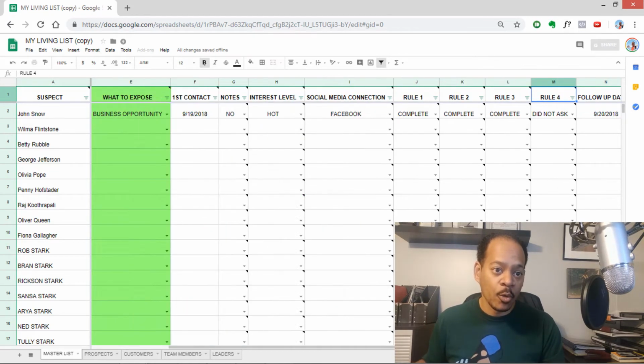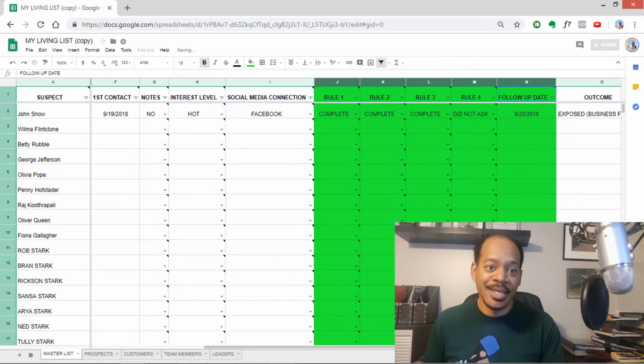Next, we're going to make the 4 rules and follow-up a slightly different color green, because these are the 5 important areas to focus on after we've reached out to our contact. The 4 rules and follow-up are how we grow the relationship with our contacts. And we'll come to learn this firsthand as we continue to use our spreadsheet. Because over time, using this spreadsheet will become an invaluable asset in your business, because you can use it to help you sort, filter, and search your list.